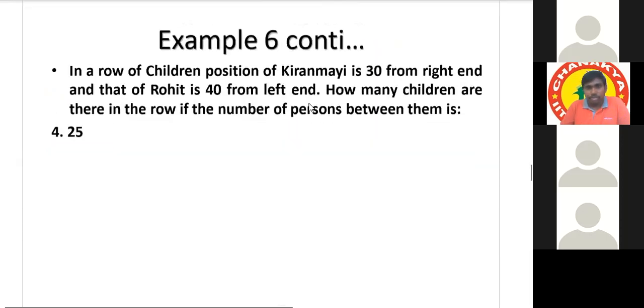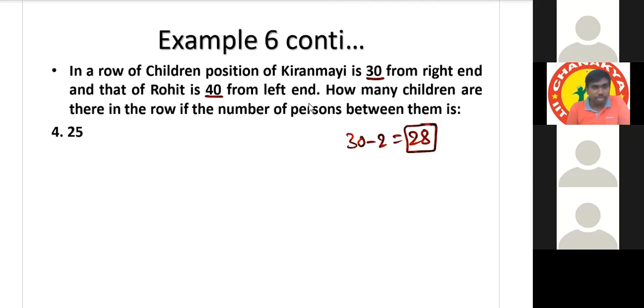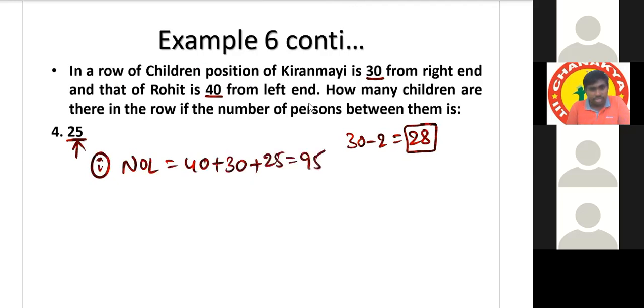One more example based on the same information. Between 30 and 40, the least number is 30 minus 2, 28. We can accommodate a maximum of 28 members, but he is asking to accommodate only 25, which is possible in both the overlap and non-overlap cases. In case of non-overlap, left is 40, right is 30, plus 25 between is 95. 95 people.